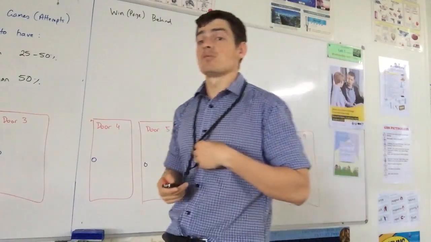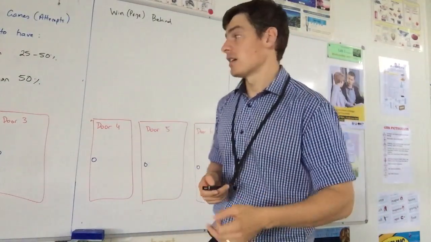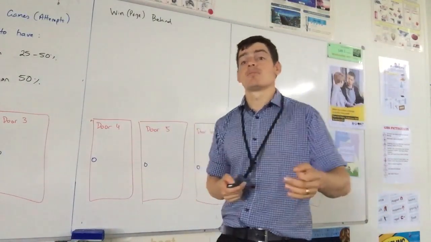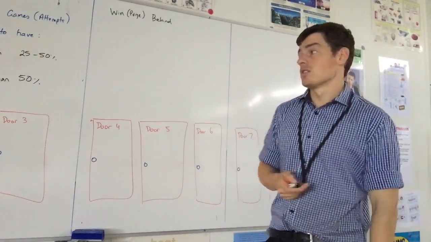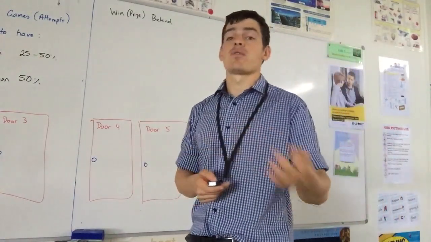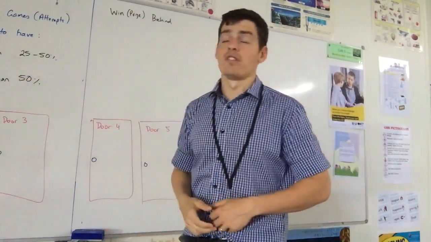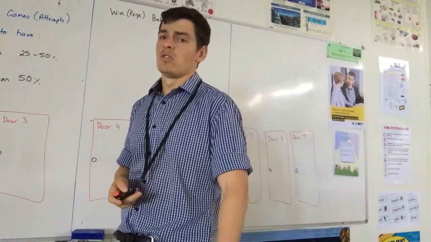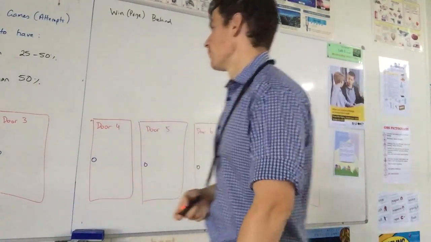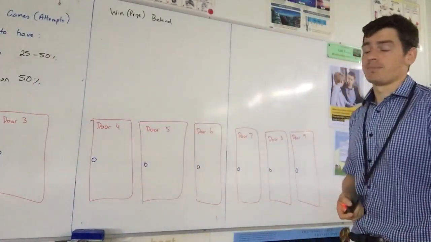On the first attempt, I've got a 1 in 3 chance. On the second attempt, I've got a 1 in 3 chance. And on the third attempt, I've got a 1 in 3 chance. So therefore, my odds of winning after playing 3 attempts are far greater than 25%. Far greater than 25 to 50%.